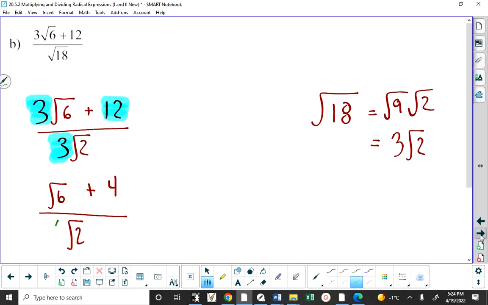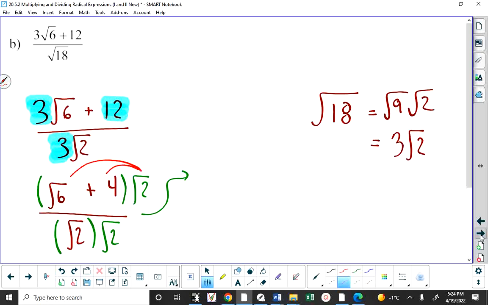Again, I don't want a radical in the denominator, so I have to multiply top and bottom by root 2. Giving me on the top, don't forget, you have to multiply that root 2 and distribute it into the root 6 and the 4. So I end up with root 12 plus 4 root 2 all over 2.